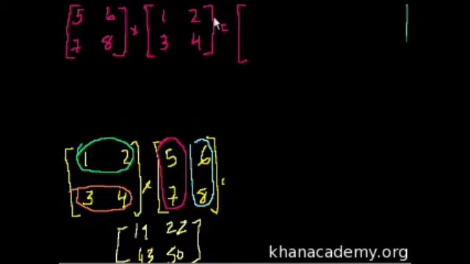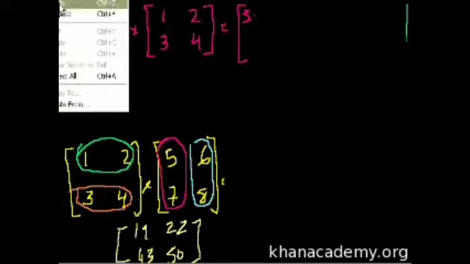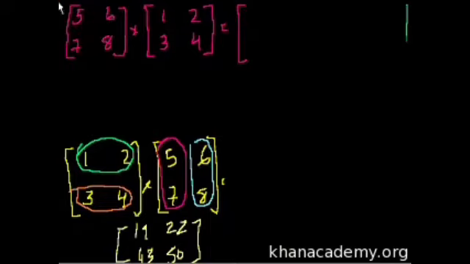So this first term gets its row information from the first matrix, column information from the second matrix. So it's 5 times 1 plus 6 times 3. So it's 5 times 1. I'm going to skip a step here. So it's 5 plus 6 times 3, which is 18.